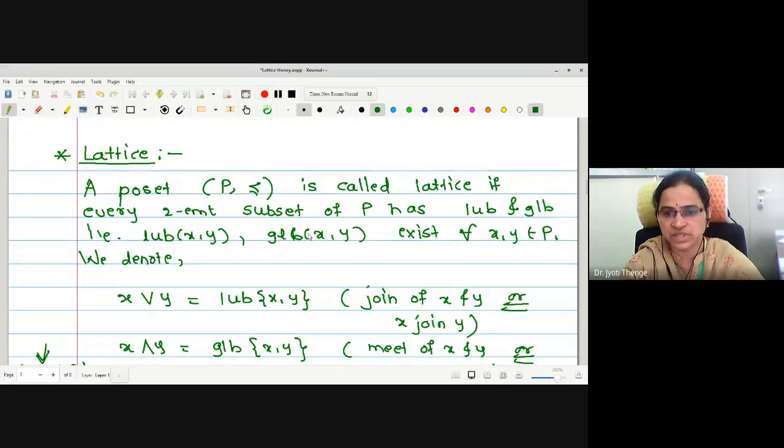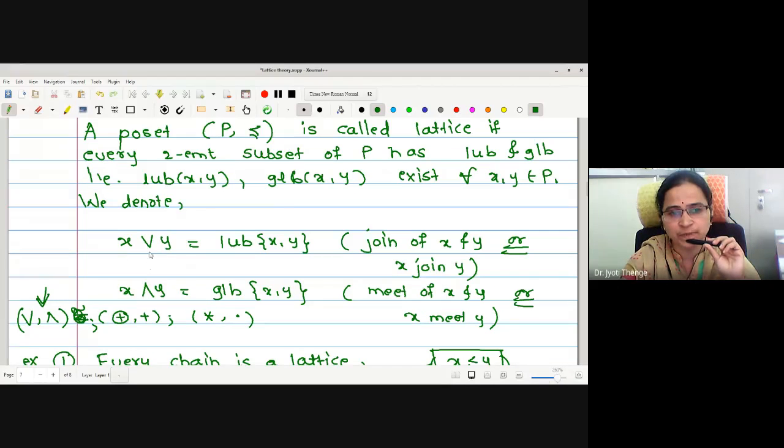A lattice is an algebraic structure. A poset P with this partial order relation is called a lattice if every two element subset has a least upper bound and a greatest lower bound. The least upper bound is denoted by x join y, and the greatest lower bound is denoted by x meet y.